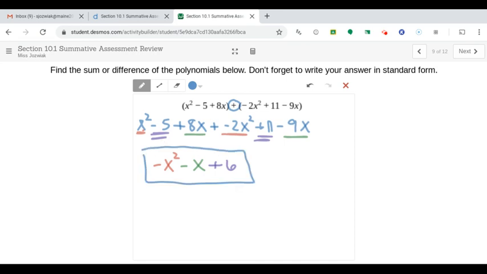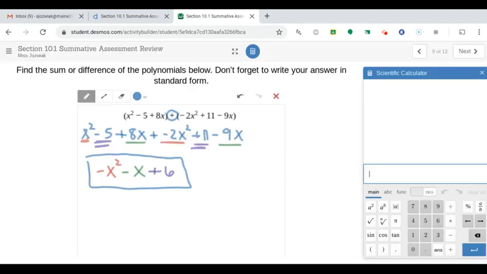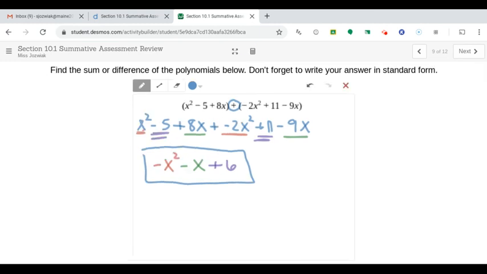You can go ahead and write the ones in front if you want. That's totally fine. And then don't forget there's a calculator up here that you can use to actually do your work if you need to when you combine those like terms. Okay?